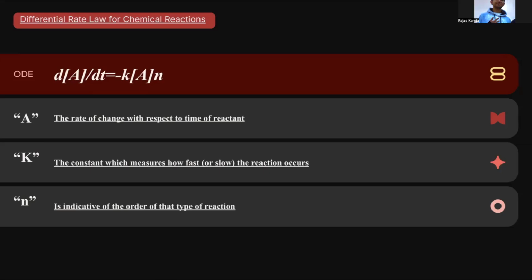The premise on which this equation is constructed is very simple. However, depending upon the value of the order n, the behavior of this equation will differ significantly from one to another, and this equation serves as a foundation for different kinetic models.